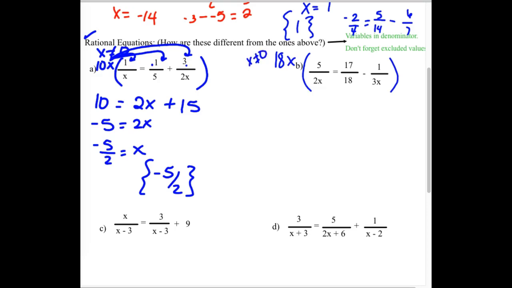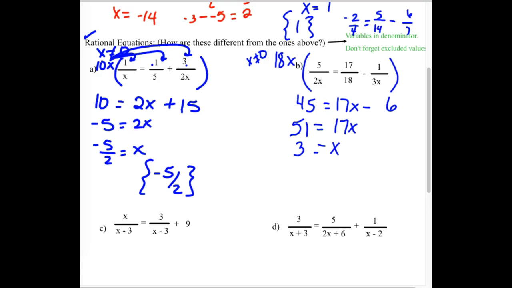Timesing by 18x. 2x goes into 18x 9 times. 9 times 5 should be 45. In our next fraction, 18 goes into 18x and just leaves us with an x. X times 17. And then the last one, 3x goes into 18x 6 times. 6 times 1 is 6. We good so far? All right, adding 6 over here gets me 51. And dividing gets me what? 3. Is 3 my excluded value? No, so assuming I didn't make any little mathematical errors, it should work.